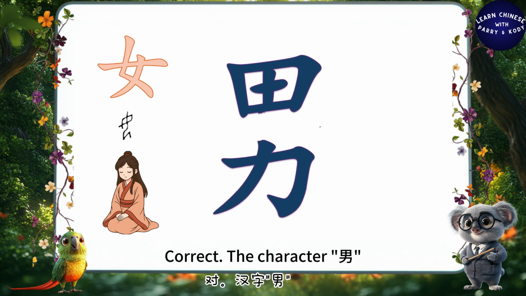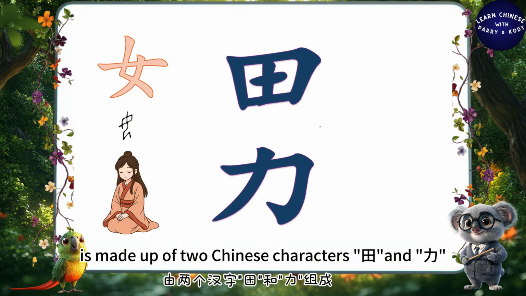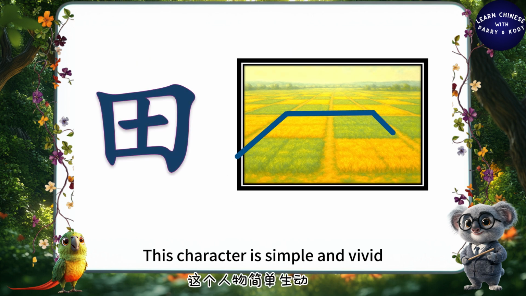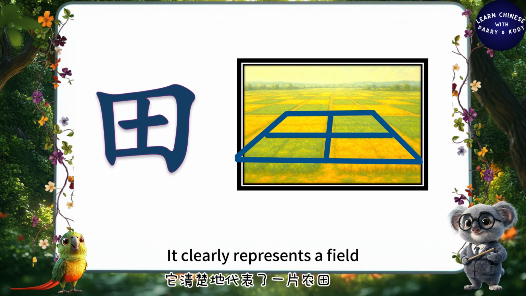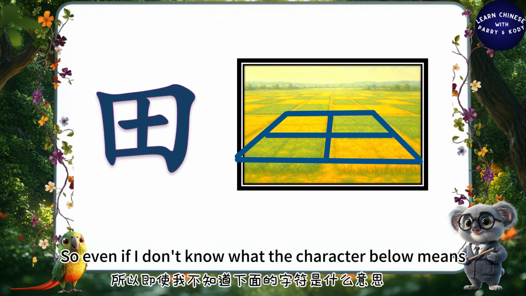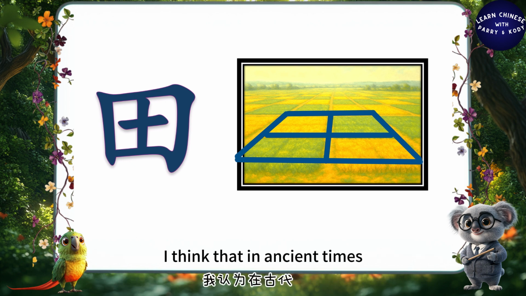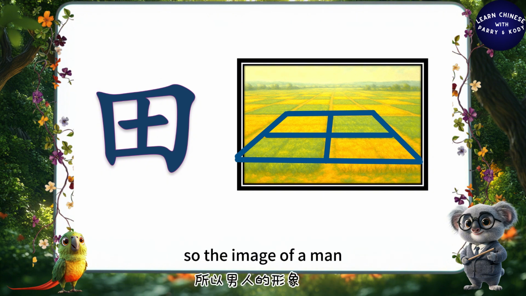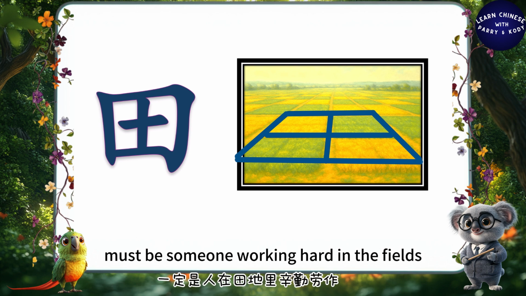Correct. The character Nan is made up of two Chinese characters, Tian and Li. That's the meaning of the character Tian. This character is simple and vivid. It clearly represents a field, and even today, fields still look like this. So even if I don't know what the character below Tian means, I think that in ancient times, farming was an important way of making a living. So the image of a man must be someone working hard in the fields.